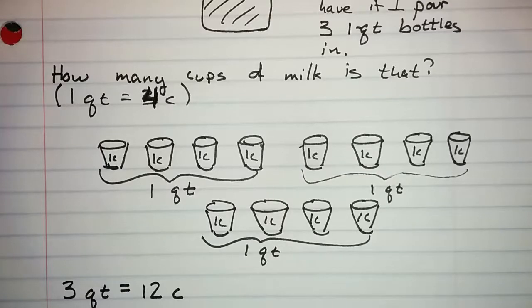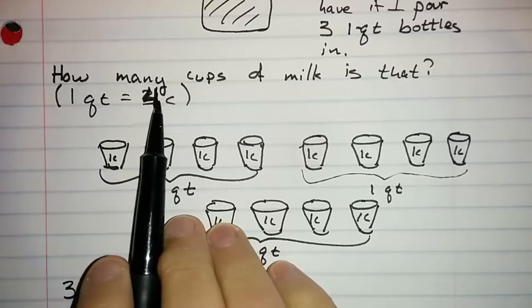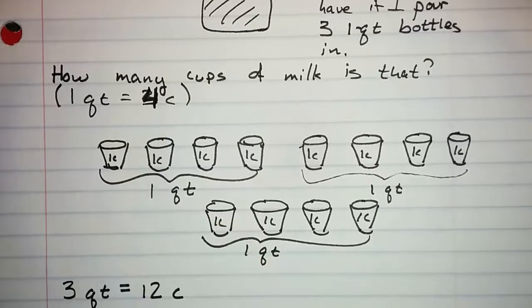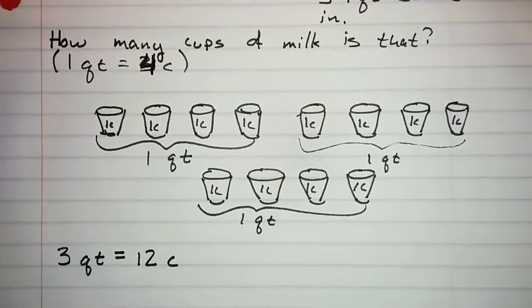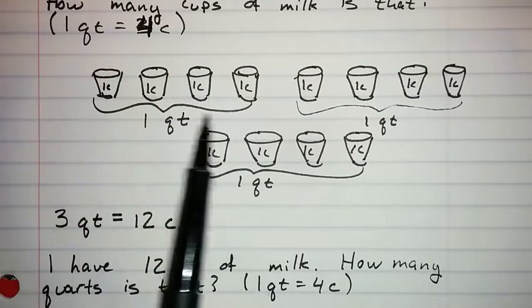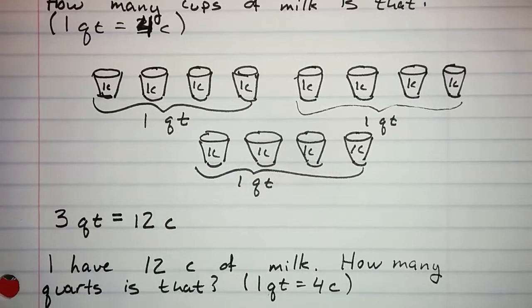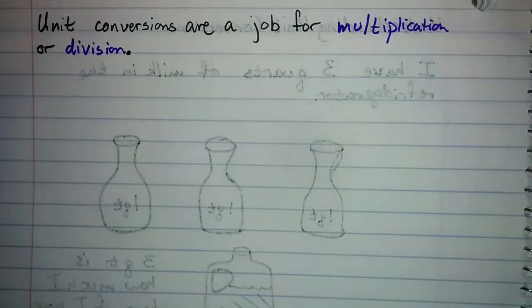What did we do? We saw that 1 quart equals 4 cups. And then what did we use? We used multiplication. If I wanted to go all the other way around, then I would say each group of 4 of my cups is the same as 1 whole quart. So I would use division. Either way, unit conversions are a job for either multiplication or division.